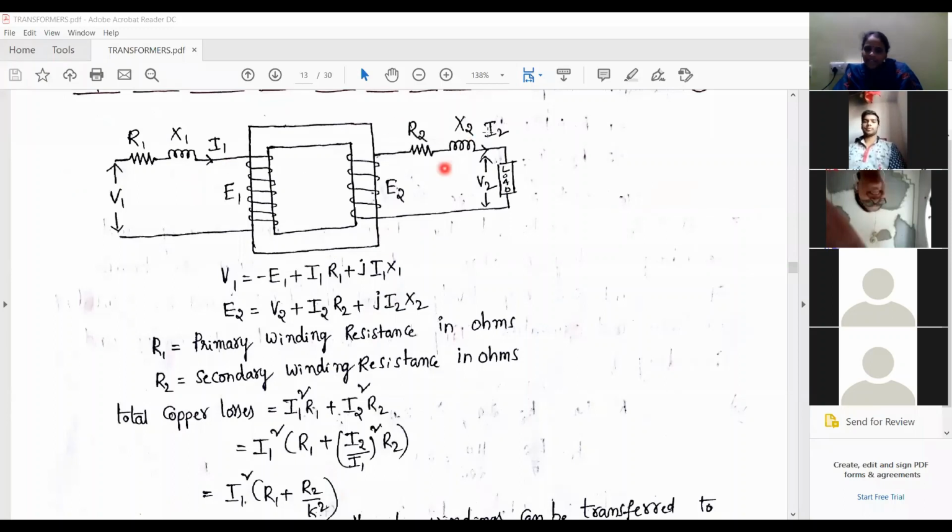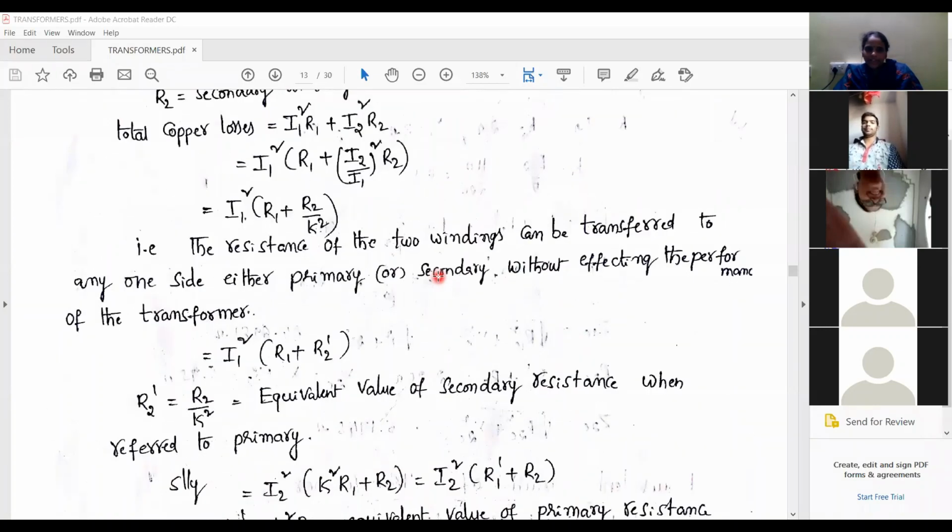What are secondary winding parameters? R2 and X2. Suppose I want to transfer the primary parameters R1 and X1 to the secondary side. What do R1 and X1 become? R1 dash and X1 dash. Suppose I want to transfer the secondary parameters R2 and X2 to the primary side, what do they become? R2 dash and X2 dash.